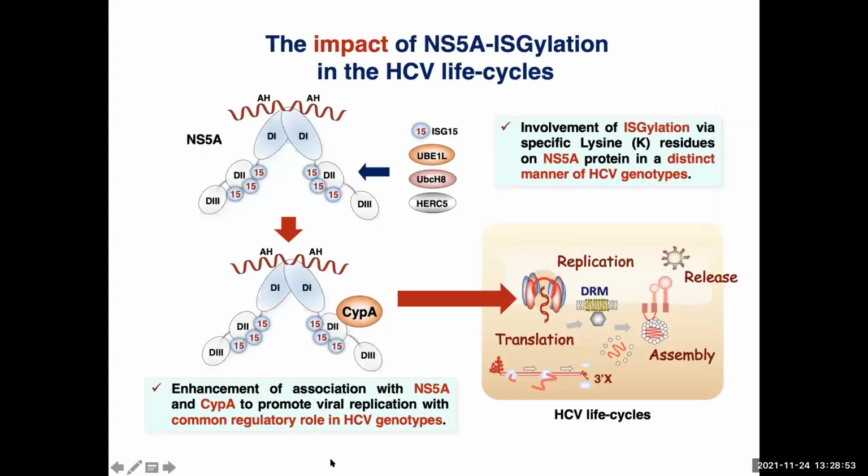Here is our current model. In genotype 1B and almost all the genotypes, domain 2 of NS5A is isolated, and this isolation promotes the interaction between NS5A protein and cyclophilin A, and that's why isolation functions as a proviral factor for HCV replication. And genotype 2A uses different lysine residues to promote replication by isolation.